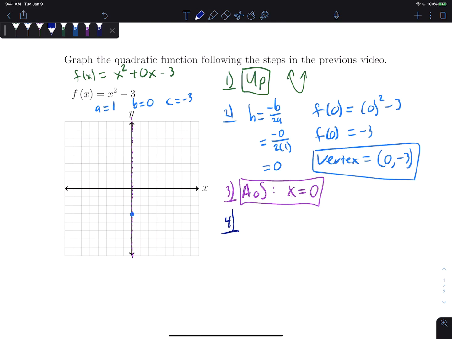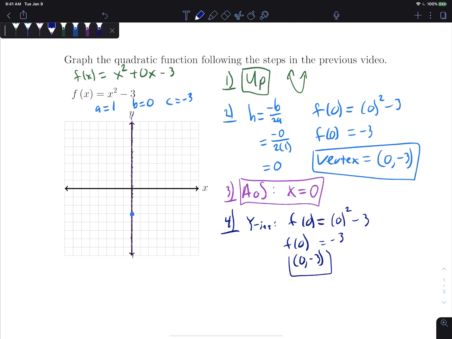The next thing I want to do is find the y-intercept. To find the y-intercept here, I need to find f of 0. So plug in 0 for the function. I get f of 0 equals 0 squared minus 3, which of course is just negative 3, and that's perfectly fine because that is, in fact, the vertex. So the y-intercept is 0, negative 3. And that should be obvious here because the x value is 0, the y value had to be negative 3. Alrighty.